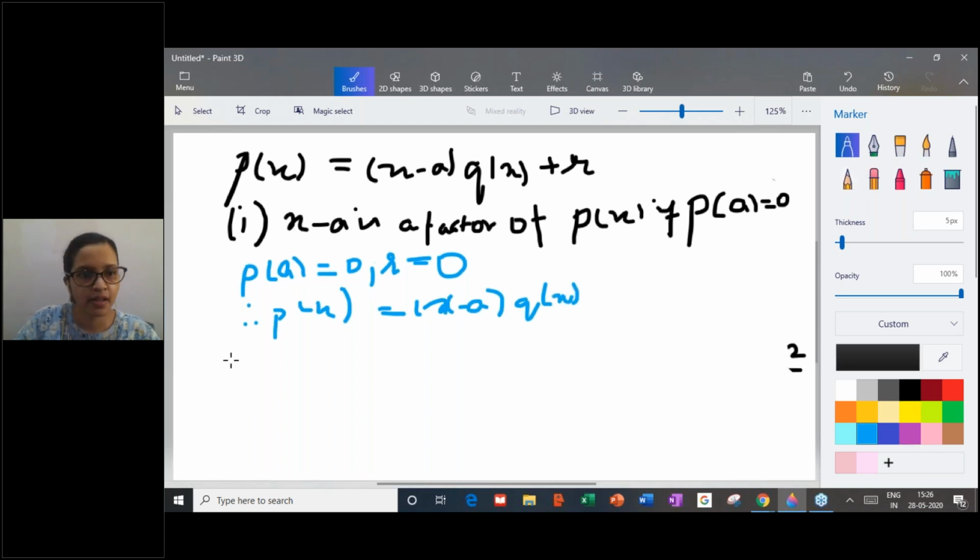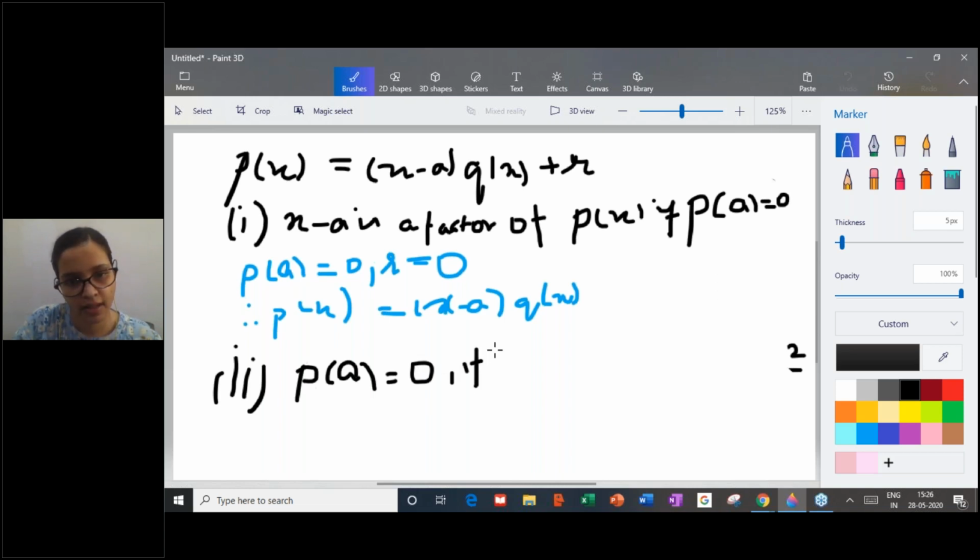And the second thing the factor theorem says is the vice versa. It's just the opposite of the first statement: p of a is 0 if x minus a is a factor.